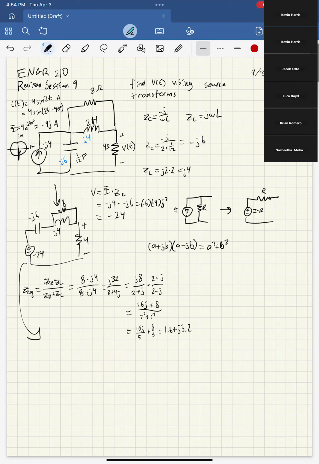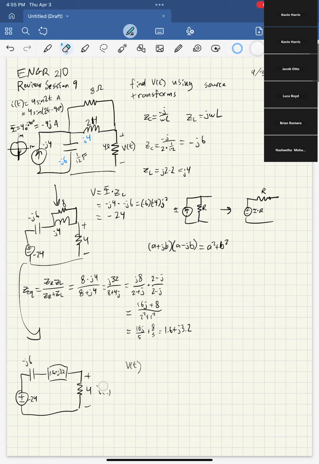So if we redraw the circuit again, we have minus 24 volts here, still that capacitor, minus J6, and we have some impedance box, 1.6 plus J3.2, and that resistor. We just want to find the voltage across this resistor, and we're already there. We can just do this. This is a voltage divider, right?